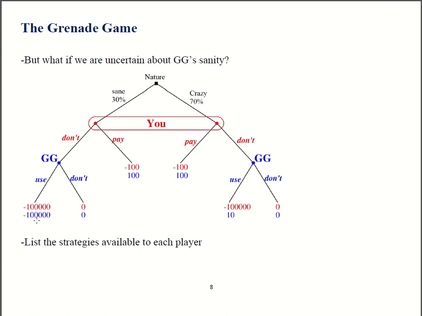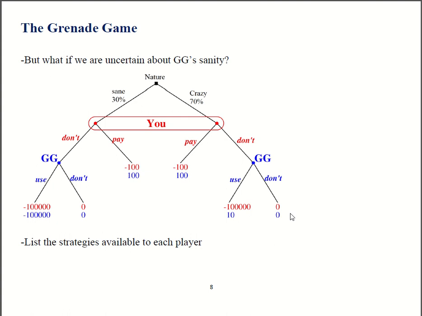But if someone threatens you with a grenade, chances are they're probably not sane, they're probably crazy. So here's how I model crazy Grenade Guy's payoffs. Crazy Grenade Guy does like getting money, that's why he threatened you in the first place, to try to extract $100 from you. So payoff is still plus 100 for using that. If Grenade Guy does not use the grenade, there's still no change if you don't pay, so this is still 0-0.